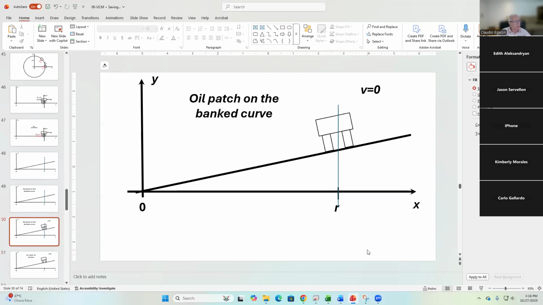What's the tendency of this car if it's put here in this oil patch? The tendency of this car is to move towards the center of the curve. Can you see that? Right? It slides towards the center of the curve. That's one extreme of the situation.